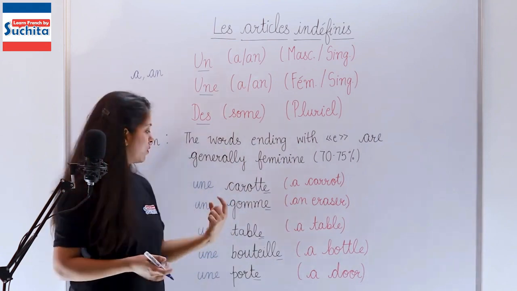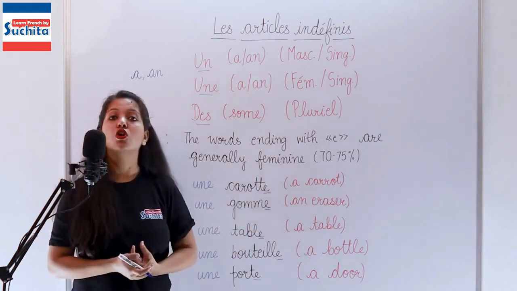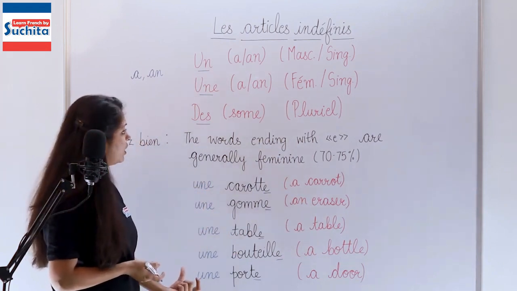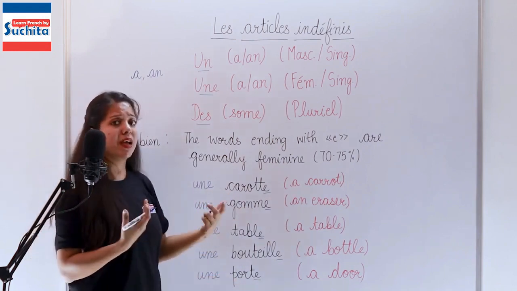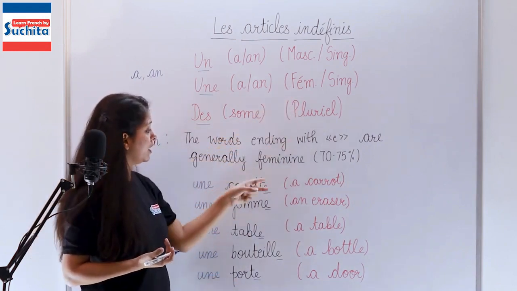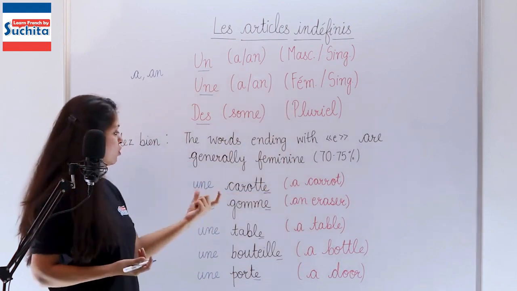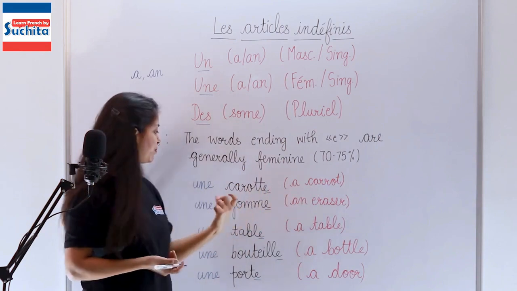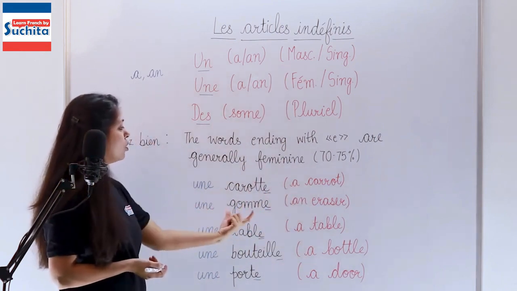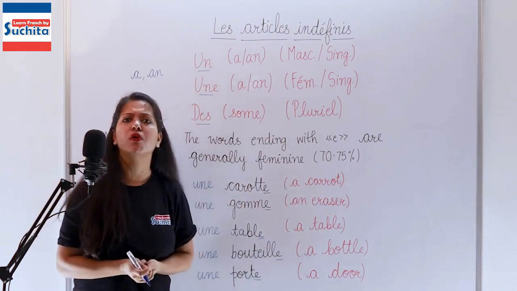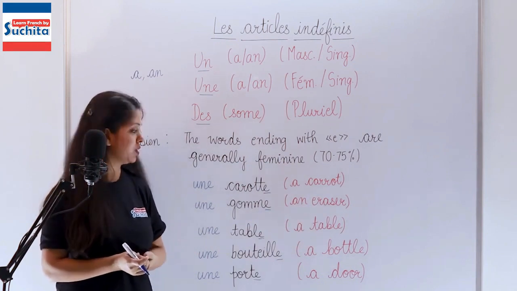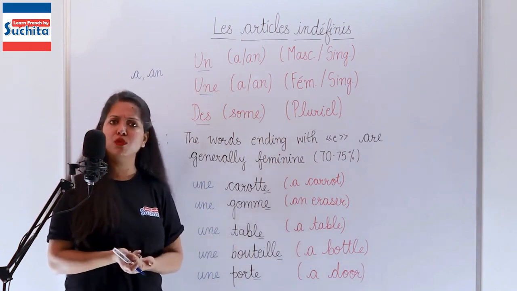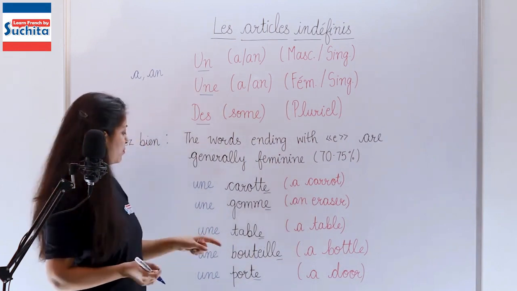Une carotte. Une gomme. Why have I put une in every case? Because all of them are ending with E and therefore all of them are feminine and of course singular. So, une carotte, that means a carrot. Let's continue. Une gomme, an eraser. Next, une table, a table.